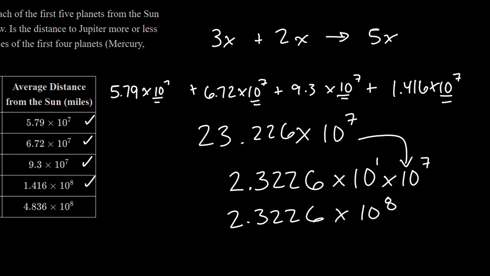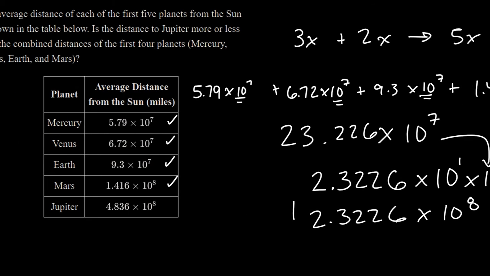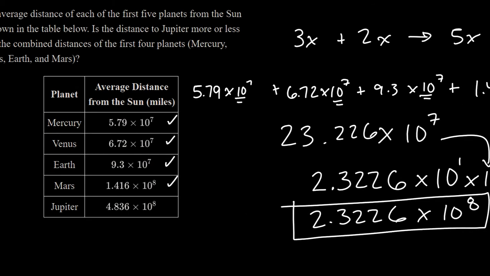I see here the sum. This represents the sum of the first 4 planets, and I can see that the sum of the first 4 planets is clearly less than. So, and I know I'm right to say what I should say is that the average distance to Jupiter is greater than the sum of the first 4 planets, right? They're both 10 to the 8th.